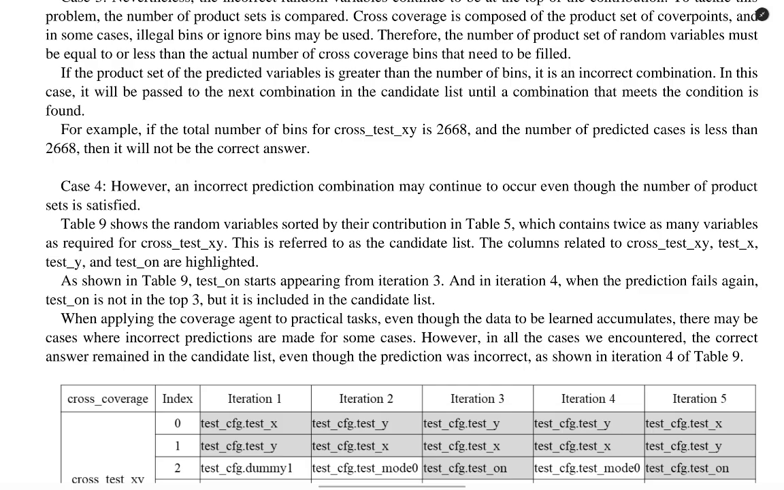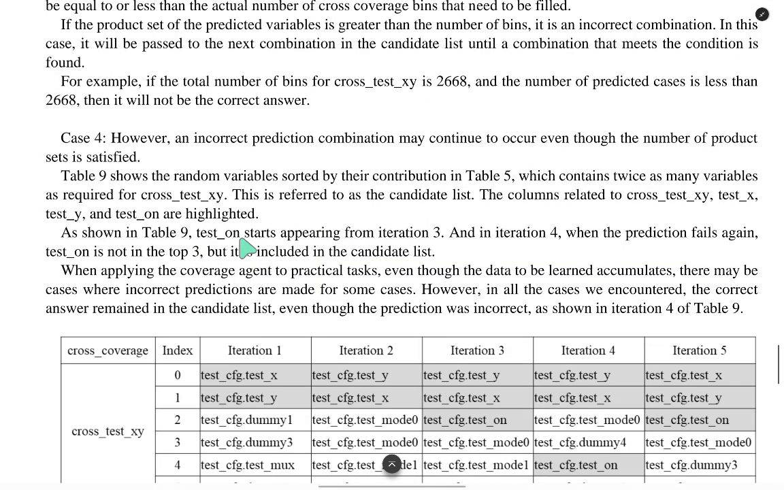Table 9 shows the random variables sorted by their contribution. In Table 5, which contains twice as many variables as required for cross test XY, this is referred to as a candidate list. The columns related to cross test XY, test X, test Y, and test on are highlighted. As shown in Table 9, test on starts appearing from iteration 3, and in iteration 4, when prediction fails again, test on is not in the top 3, but it is included in the candidate list.